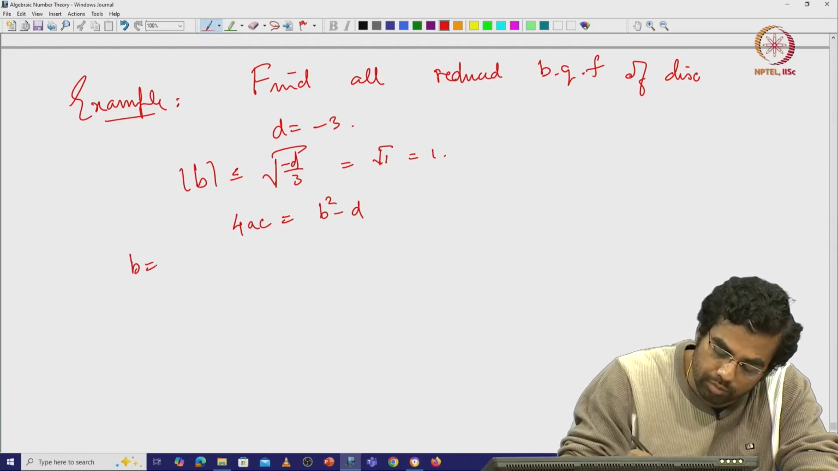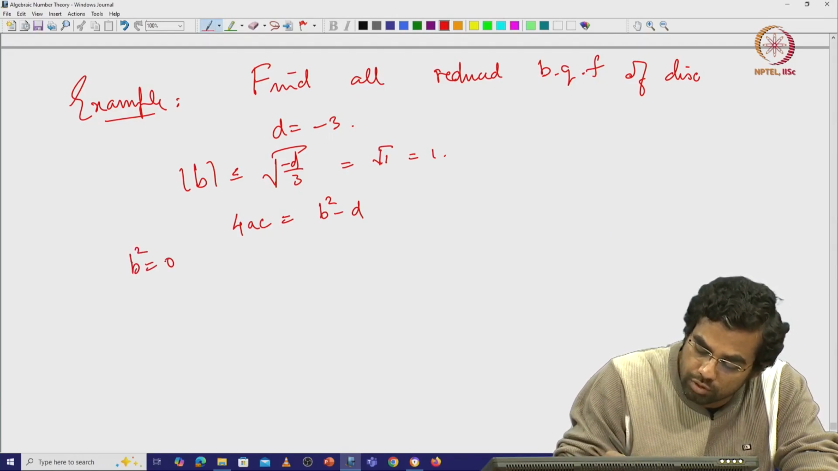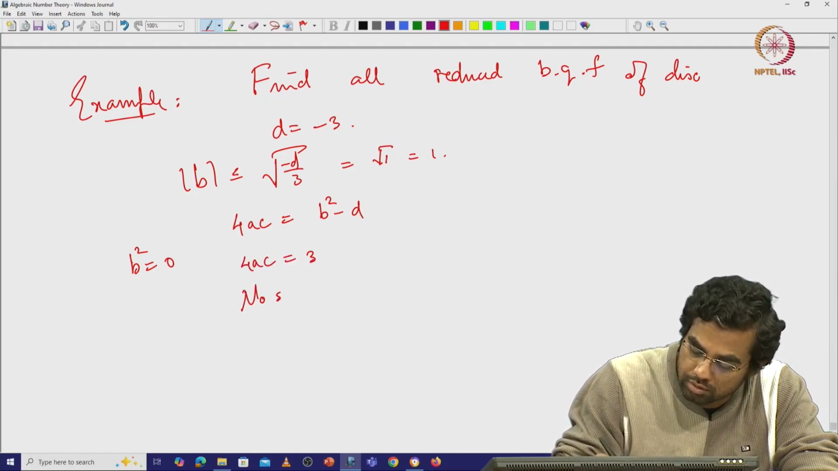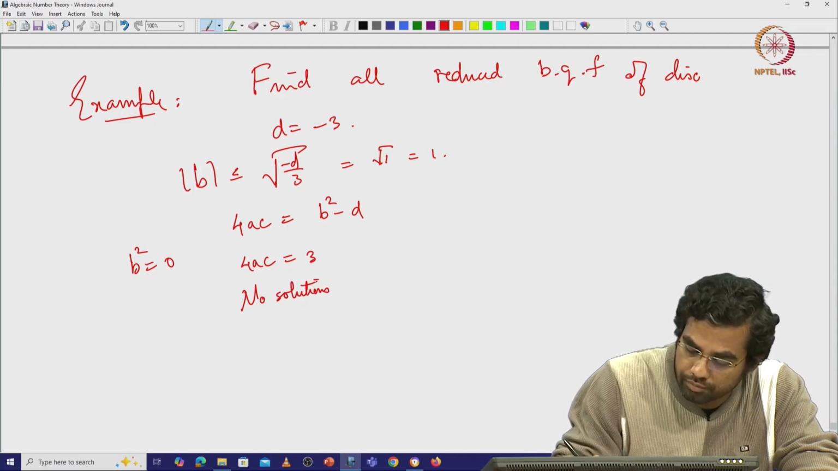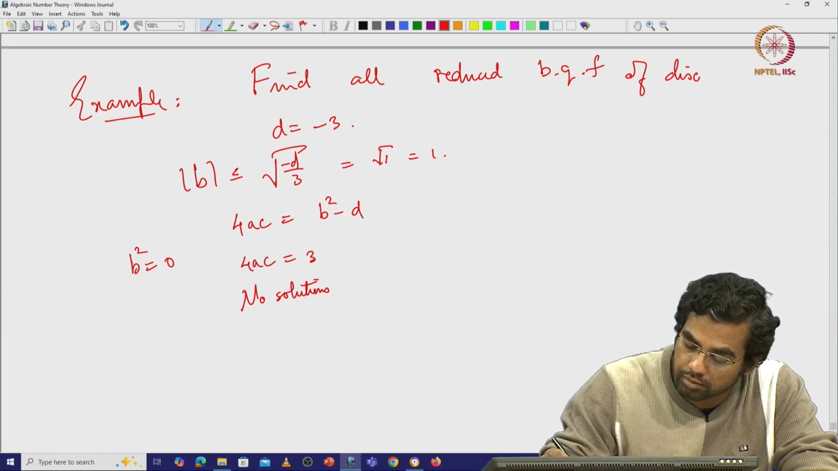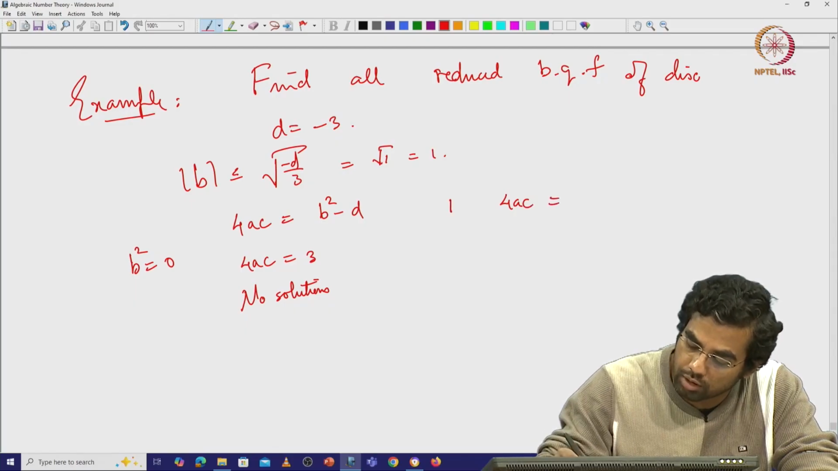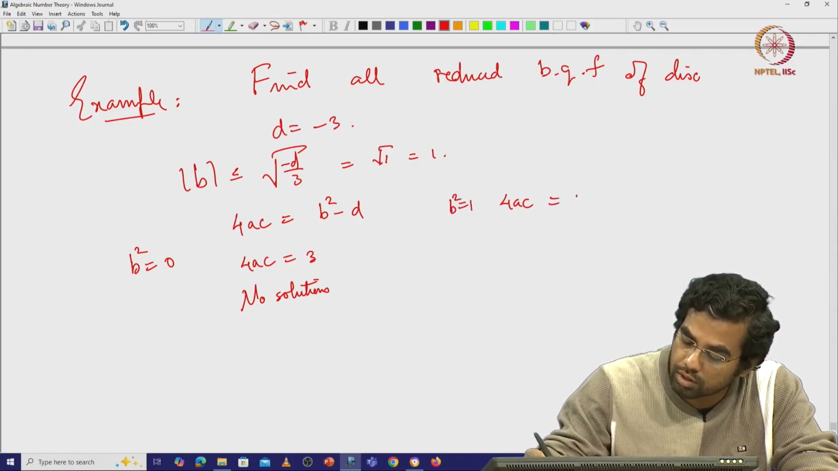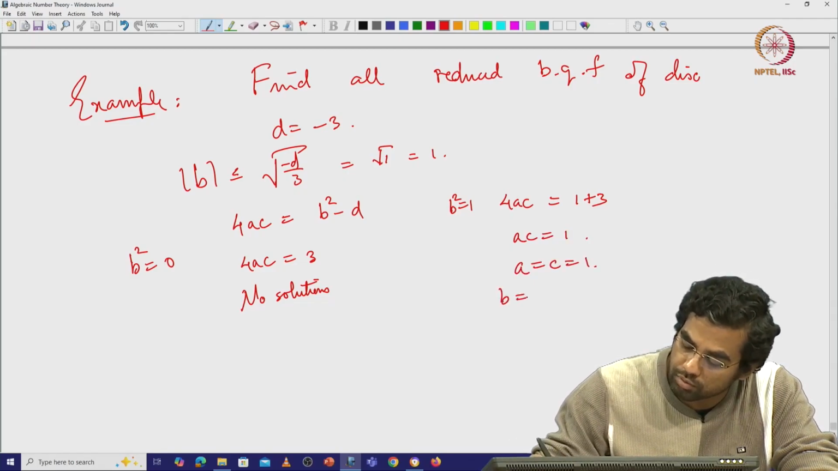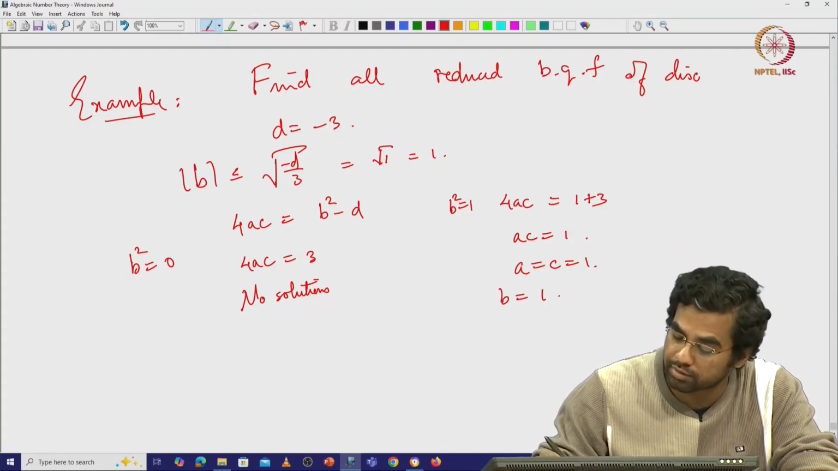So, b squared equal to 0 gives you 4ac equal to 3. This has no solutions. Or you can take b squared equal to 1. So, you get 4ac equal to 1 plus 3, so ac is equal to 1, and so you get a equal to c equal to 1, and so you have b is also equal to 1, because you have to take b to be positive.